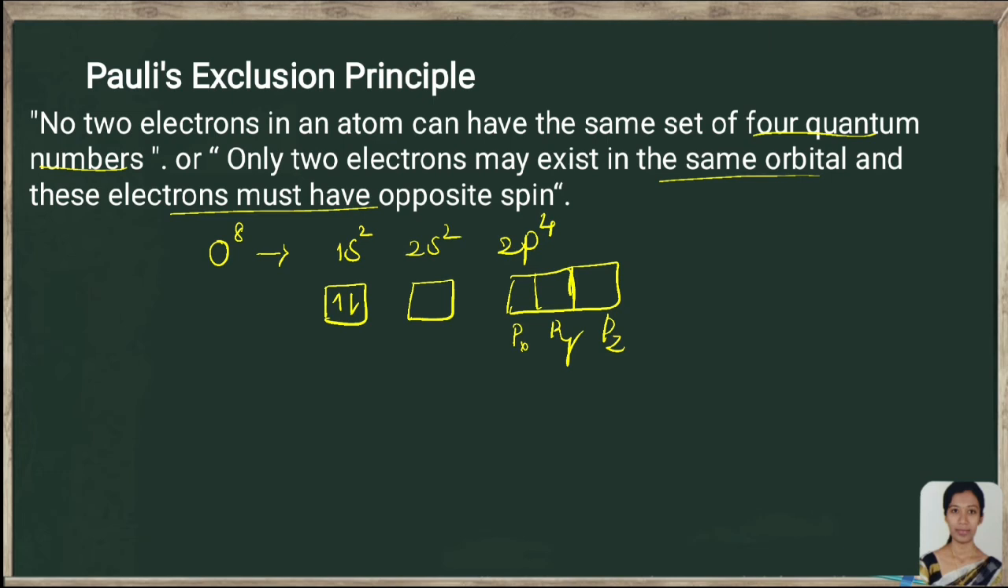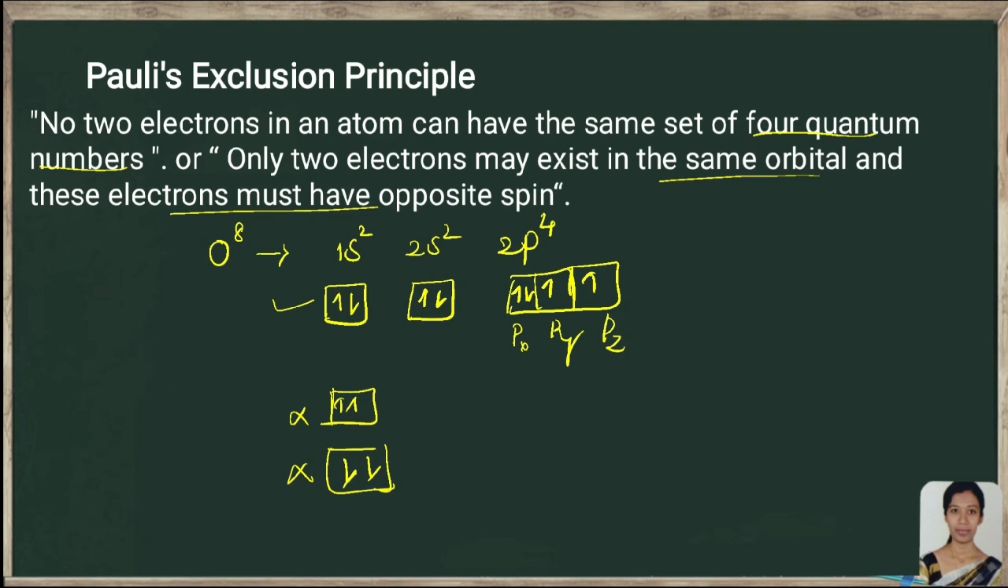Any orbital can occupy 2 electrons with opposite spin. If you write like this or like this, it is wrong. Any orbital can take 2 electrons with opposite spin; that is Pauli's exclusion principle. Here it is also the same, 2 electrons with opposite spin. Here we have to apply Hund's rule. Each orbital should take 1 electron because these orbitals are degenerate, then the pairing of electrons will take place with opposite spin.